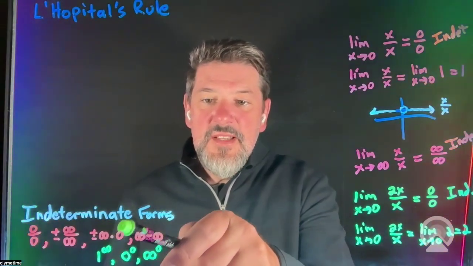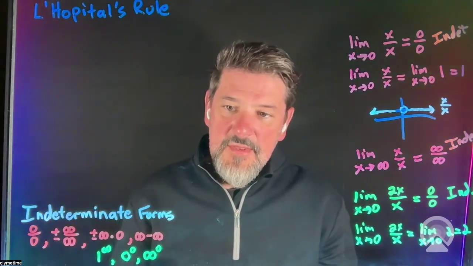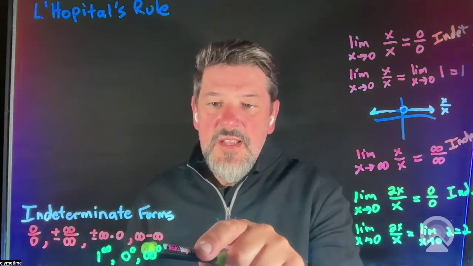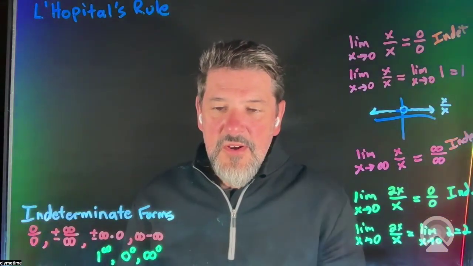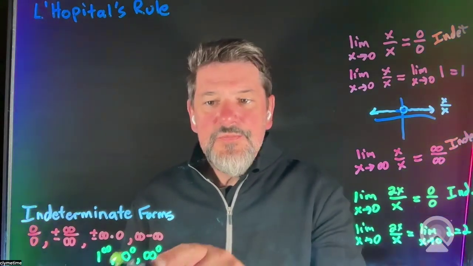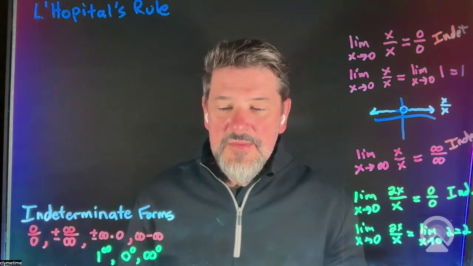If you get plus or minus infinity times 0, same thing. Infinity minus infinity, same thing. Less common, but still come up are 1 raised to infinity, 0 raised to 0, and infinity raised to 0. All of these are considered indeterminate. And what's interesting about these down here is that if I take 1 and multiply by itself, it always comes out to be 1.